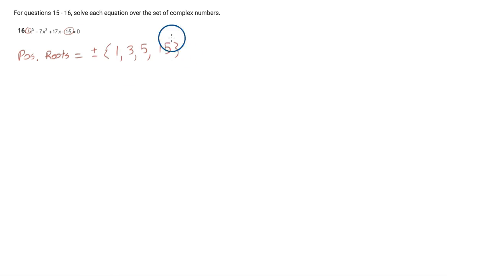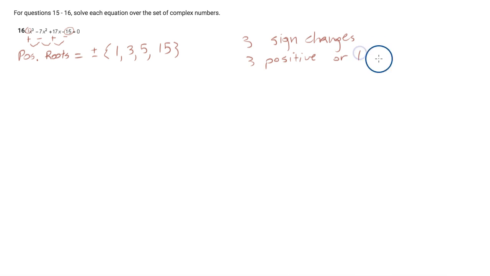To help us understand what the answer could be, let's use Descartes' rule. We see we start with a positive, then go negative, then positive, then negative, which looks like 3 sign changes. This means we could have 3 positive roots or 1 positive root. Since we don't have that many roots right here, we don't have to look for negative roots.